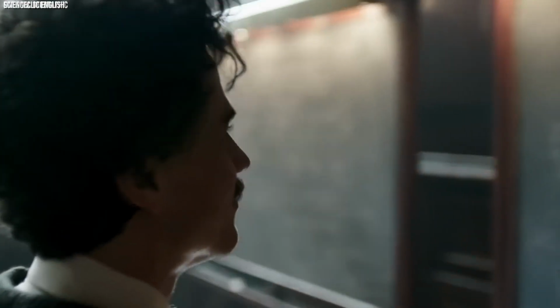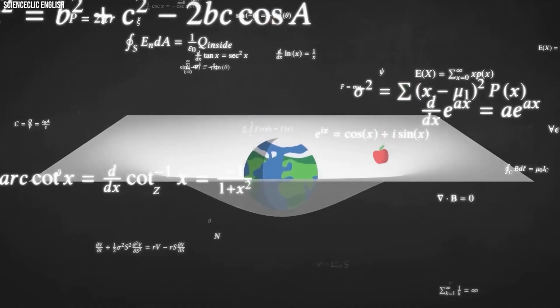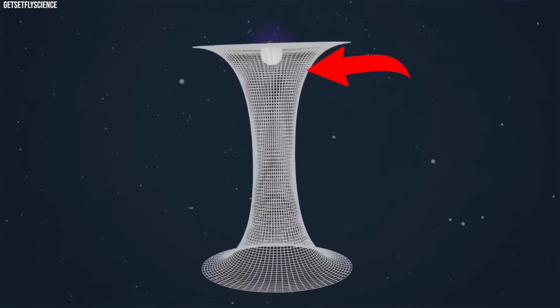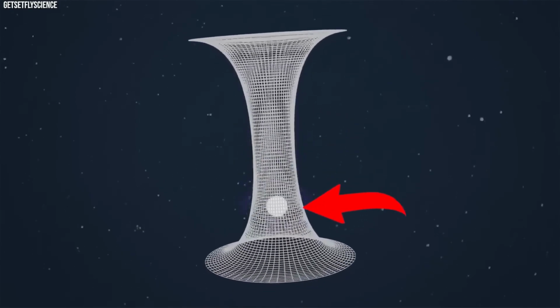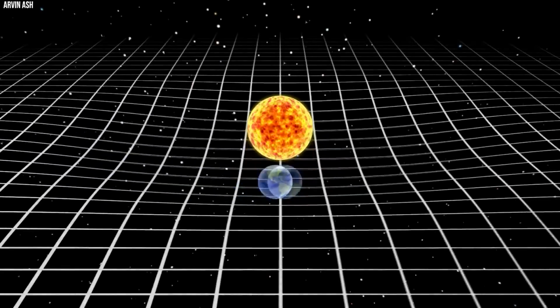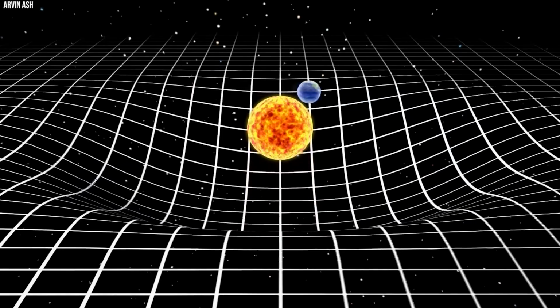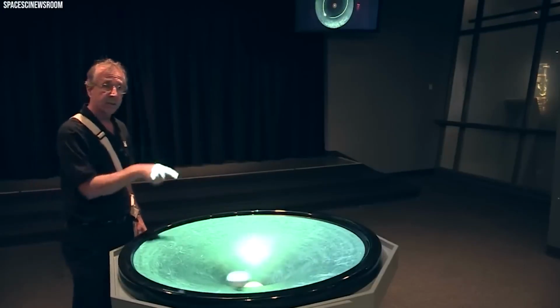Support for this theory comes from solutions to Einstein's field equations, the mathematical backbone of general relativity. These equations describe the fundamental interaction of gravitation as a result of space-time being curved by matter and energy. One such solution, known as the Einstein-Rosen bridge, represents a theoretical wormhole.